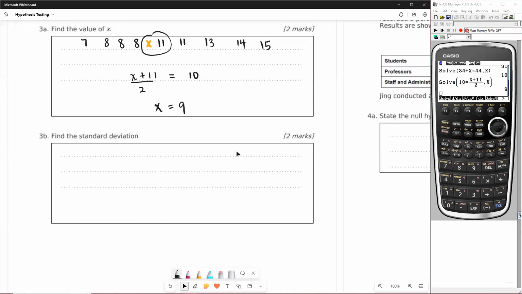Okay, then it says find the standard deviation. So on your calculator, you're going to input all these numbers that you were given on a list. So you're going to do list 1 as an input. So let's go to the menu. You find your lists on statistics. I have several lists, so I'm just going to delete those.